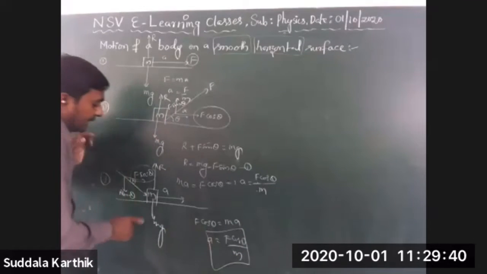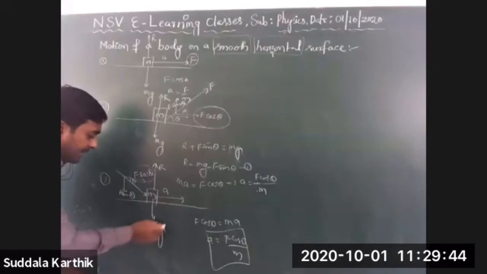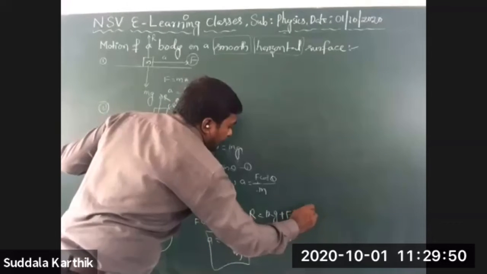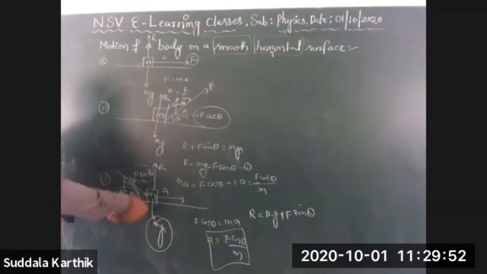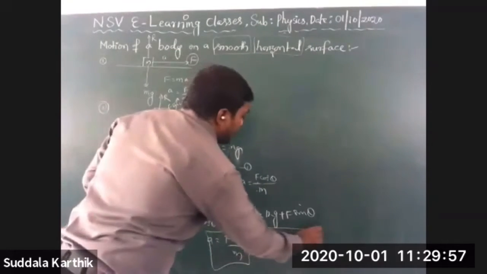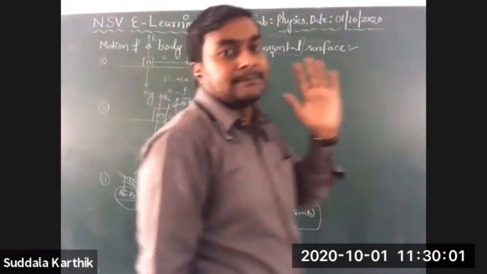Next, how many forces are acting in the upward direction? R. In the downward direction, mg and F sin theta are there. So R = mg + F sin theta. This normal reaction is balanced by F sin theta plus mg. So these are the three cases we discussed yesterday.